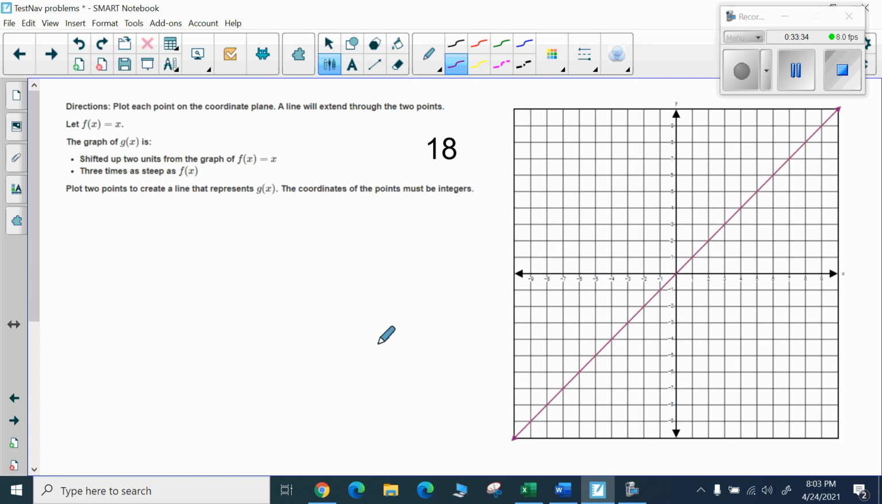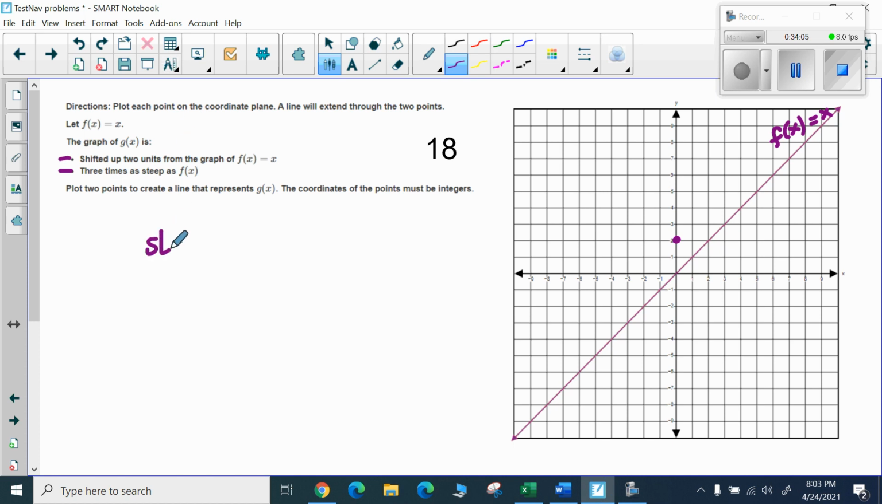Number 18 says, plot each point on the coordinate plane. A line will extend through the 2 points. Let f of x equals x. Remember, whenever you go through 0 and you have an exact 45-degree diagonal, this is f of x equals x. The graph of g of x is shifted up 2 units. That means on the y-axis, you go up 2 from wherever the other one is. So that's going to be a point. And it's 3 times as steep.